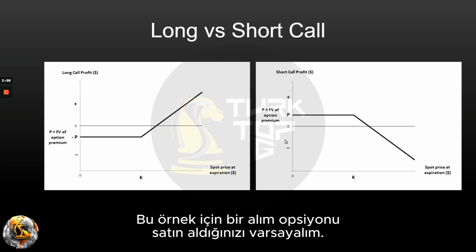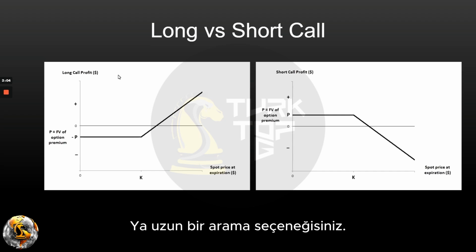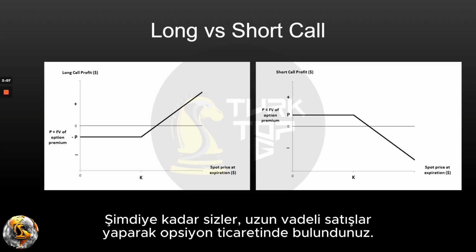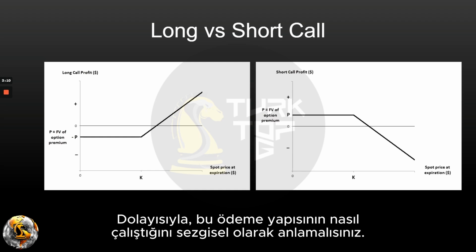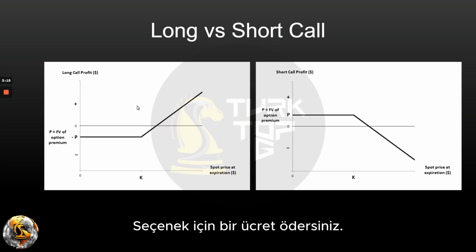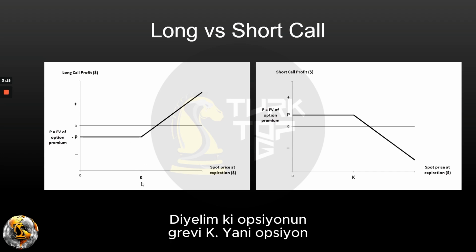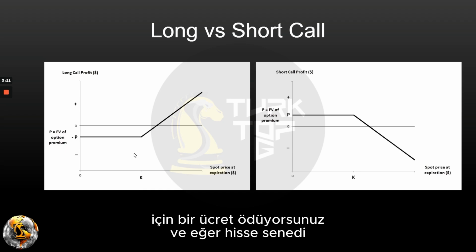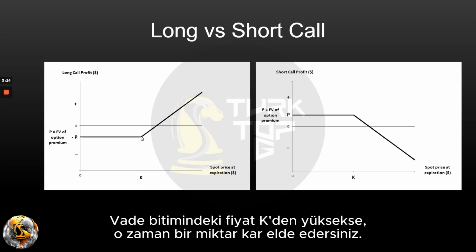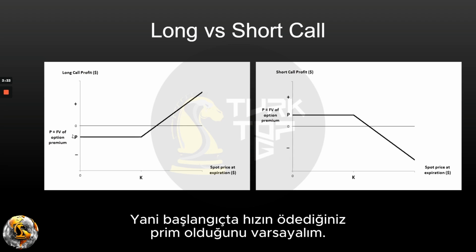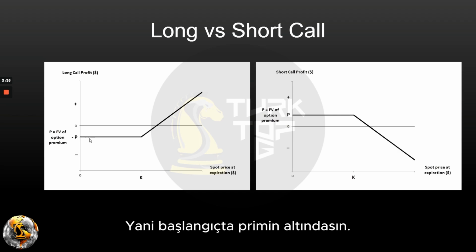So for this example, let's assume that you are buying a call option. You're long a call option. So far you guys have been trading options by being long calls or puts, so you should intuitively get how this payoff structure works. You pay a fee for the option. Let's say the strike of the option is K. So you pay a fee for the option, and if the stock price on expiration is higher than K, then you make some profit. Let's say P is the premium you paid. So initially you are down the premium.